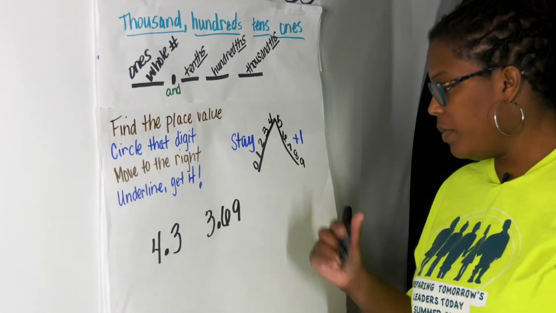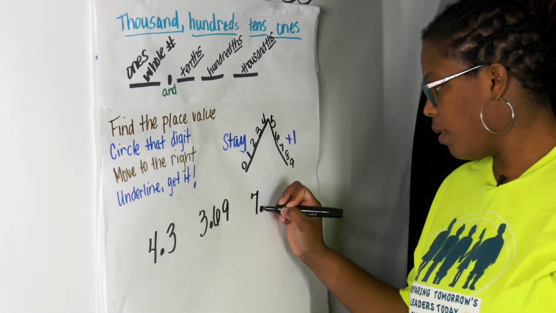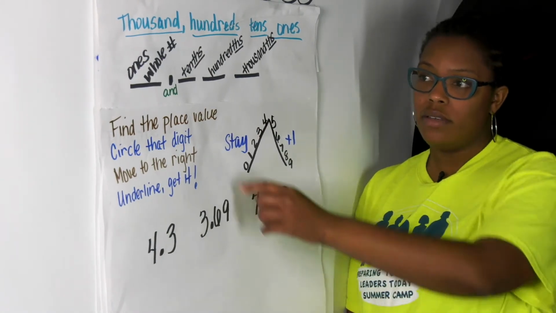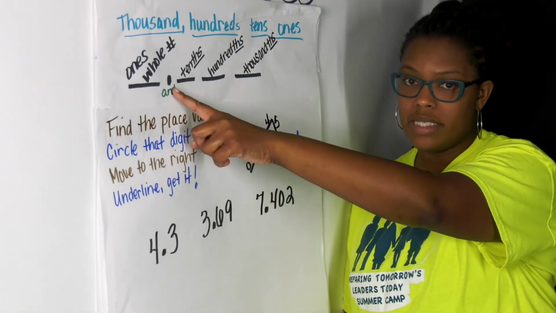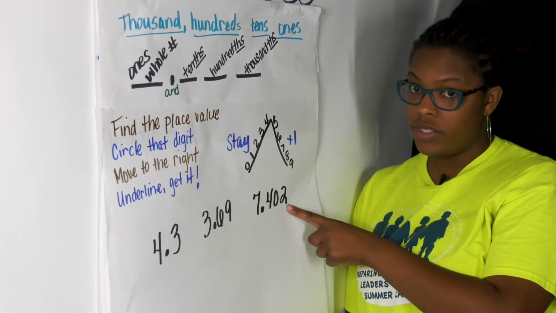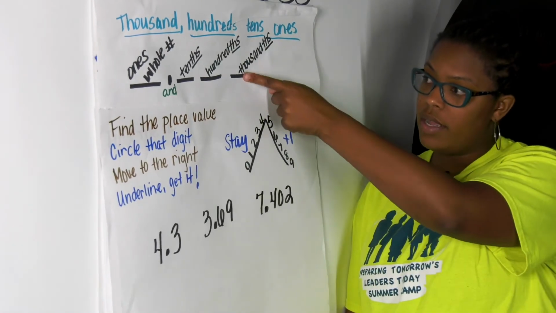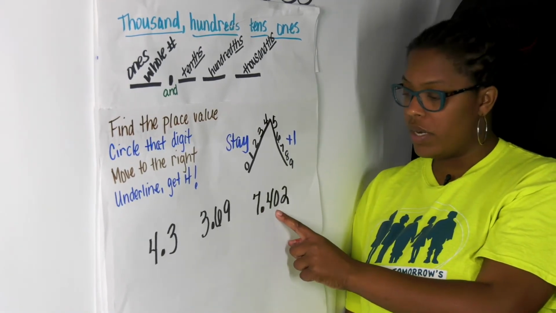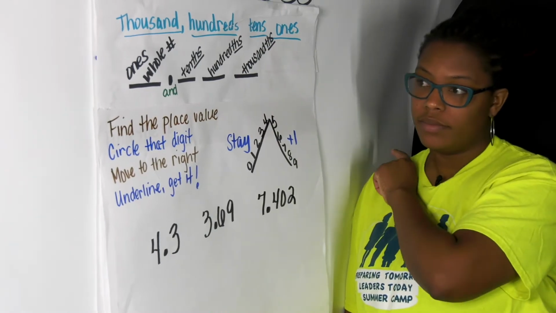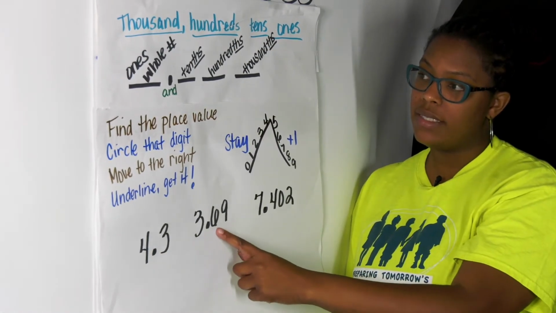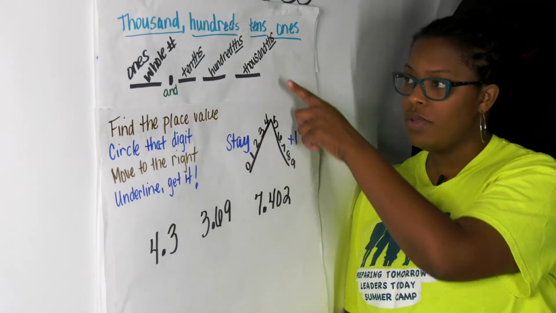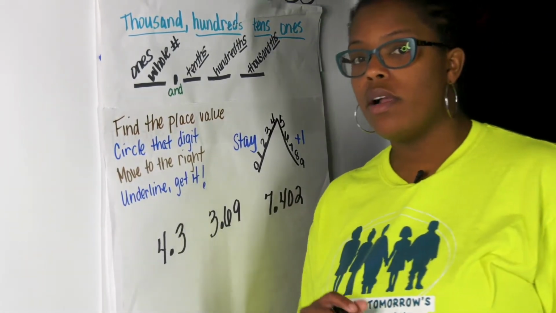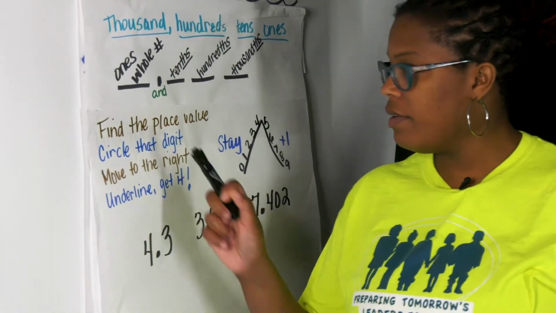Okay, and one more number. Seven, whole number, and our decimal 402, and it ended up in our thousandths place. That was the last digit. So this is 7 and 402 thousandths. So we got 4 and 3/10, 3 and 69 hundredths, 7 and 402 thousandths. So now that we are able to read decimal numbers, now we are going to round using our place value strategies.